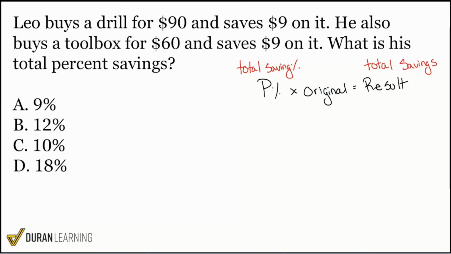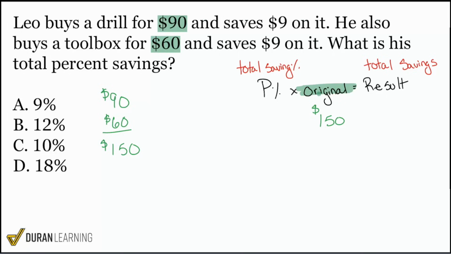So first off, our original is going to be the total of those original amounts. So we are going to be looking at the $90 for the drill and the $60 for the toolbox. We combine those to get that original amount. So here, everybody, let's add those original prices. 90 and 60 added together gives us 150. So that'll be right there, nice and snug.